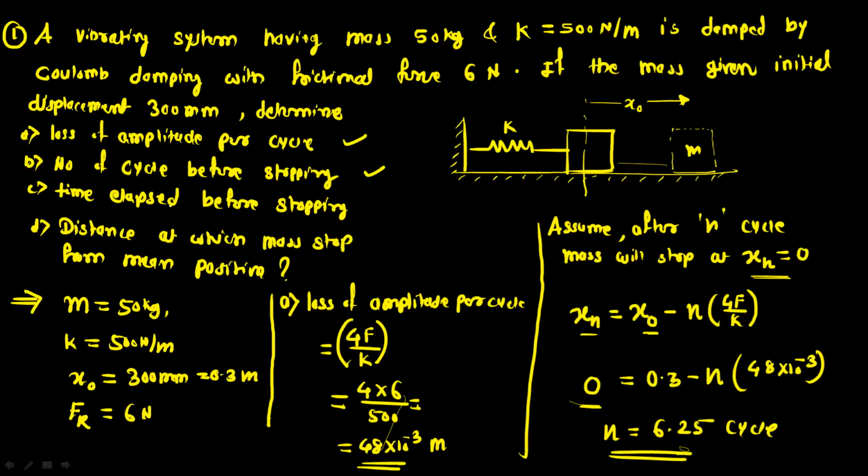Now we should find out the time elapsed before stopping. In order to calculate this time elapsed, that is the time taken by the mass to stop, we should find out the exact position where the mass will stop. So this is a hypothetical condition. We have assumed finally its amplitude will become 0. But we should check its exact position. Therefore we will assume the mass will complete 6 complete cycles. So at 6 complete cycles, what is the position of the mass?